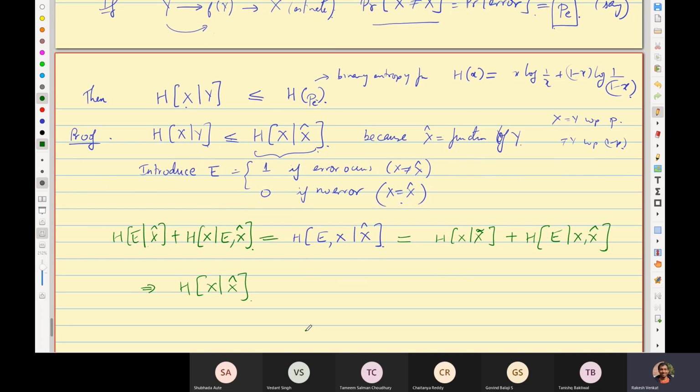I was afraid the inequalities are going in the other side, but notice that H of error given X comma X hat is equal to 0, because given both X and X hat, you know exactly whether there's an error or not. So this is equal to 0. And now all that remains is to bound both of these.